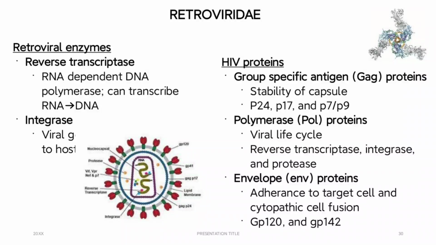Next, we have the envelope proteins. Envelope, as the name implies, is for adherence to the target cell. So, envelope proteins are ENV proteins, for adherence to the target cell and cytopathic cell fusion. So, here, GP120 and GP41. So, please take note of this, no? Those numbers. They are important because they come out in the board exam. Okay?